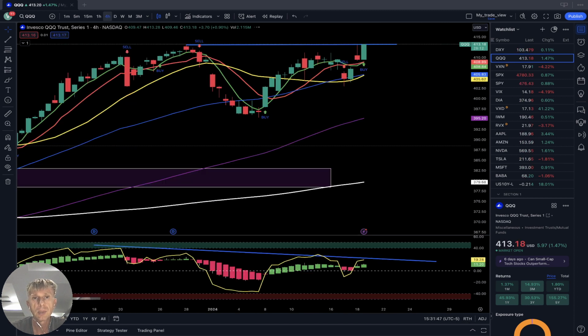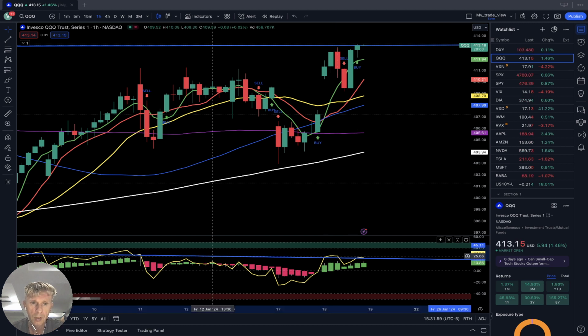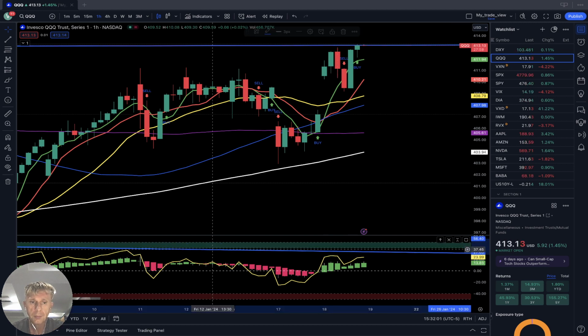4 hours time frame, same story: bullish trend, bearish divergence. 1 hour time frame, same story: bullish trend, gap up, and bearish divergence even on the 1 hour time frame. On all time frames, bearish divergences.